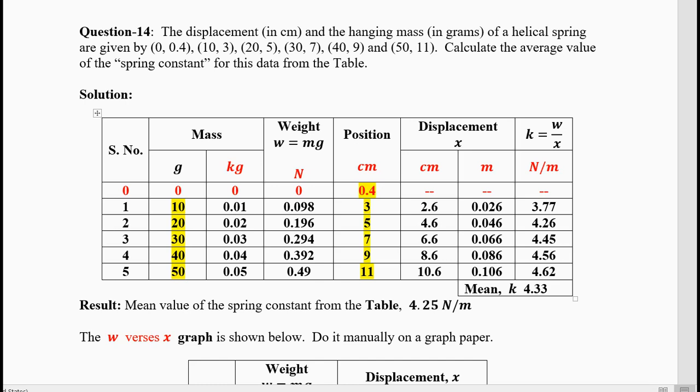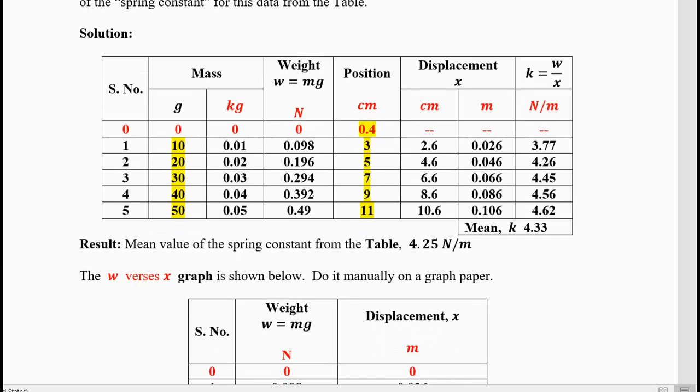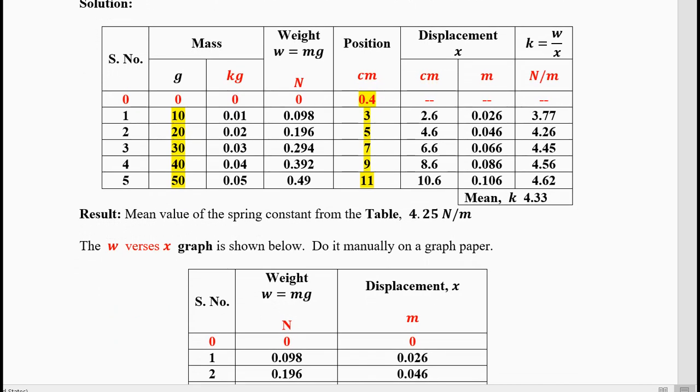It is wrong. 0.98 divided by 0.026 will be about 3.77. Like that you do all the 5 calculations here. Now calculate the mean value of K. The smallest number is how much? 3.77. The largest is how much?